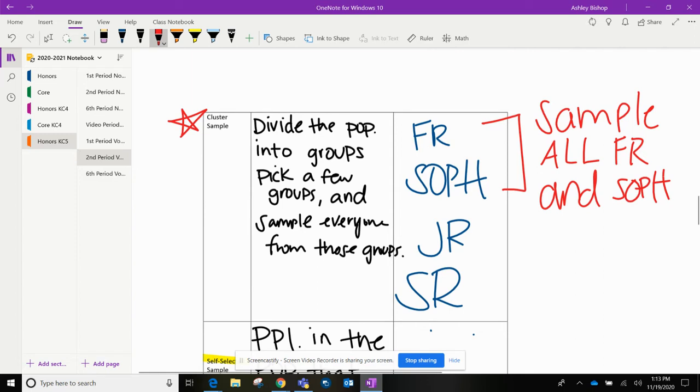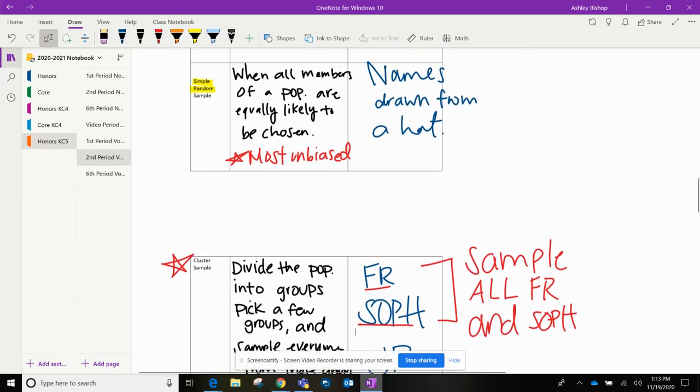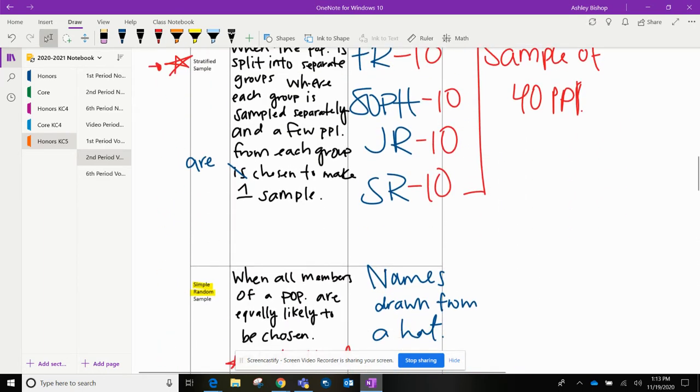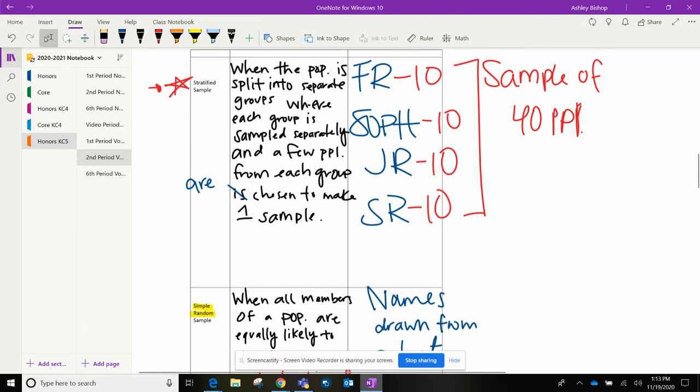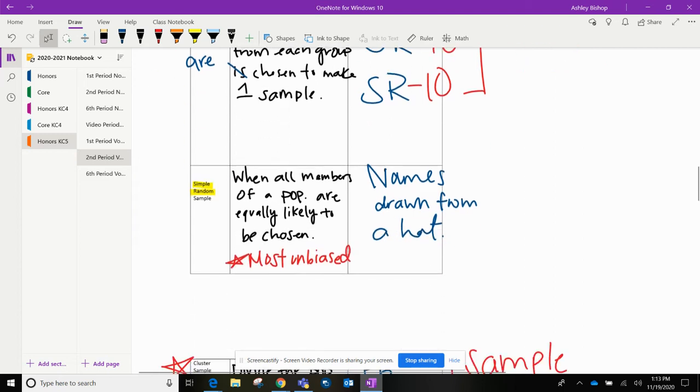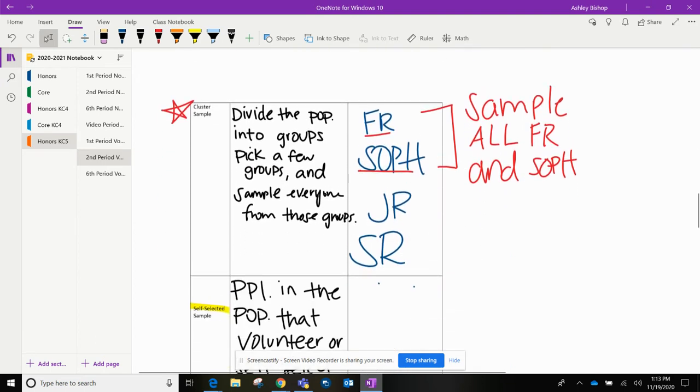So I'm dividing my people into groups. I'm picking a few groups. So I'm picking freshmen and I'm picking sophomores, and I'm sampling each and every one of them. This is different from stratified, which is what we did up here, because in stratified, I still divided them into groups, but I chose a little bit of representation from each group. I chose 10 freshmen, 10 sophomores, 10 juniors, and 10 seniors. I did not choose all of them in those groups. Here, I'm choosing only a few groups, but sampling all of the people there.